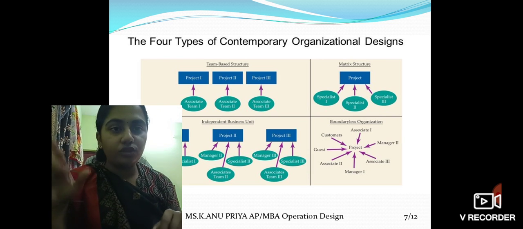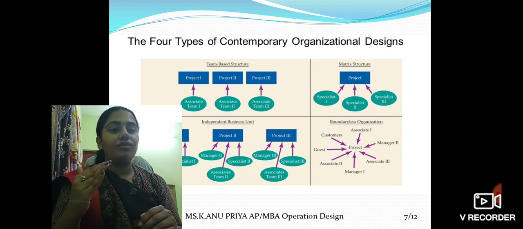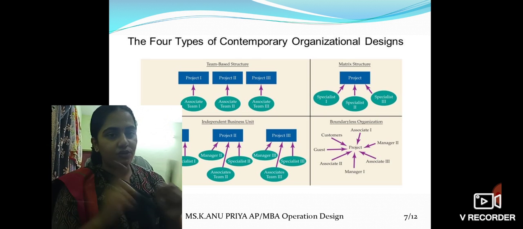One floor will work for project 1, the second floor will work for project 2, the third floor for project 3, and vice versa. So this is called project-based structure.